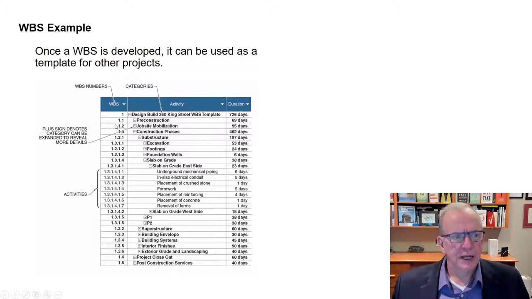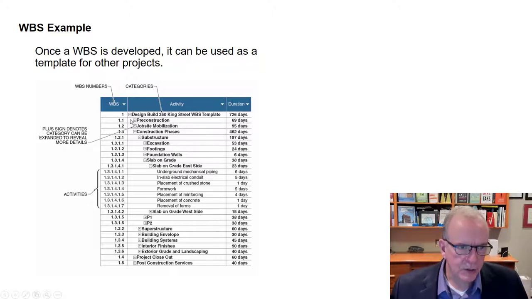Here's sort of an example that I've got here, which is a building, and we can think of this example here, how it flows down from the high level of a building to pre-construction, to job site mobilization, construction phases, then we've got substructure in this example: excavations, footings, foundation walls, slab on grade east side. Now you should look at the work breakdown structure, how it's indented under different levels, and the levels correspond with the WBS numbering system.